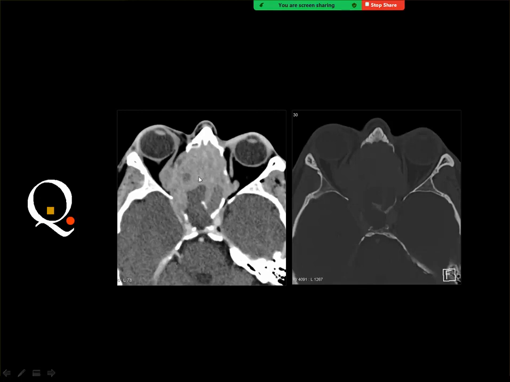And if you are asked about the differential diagnosis, you mention this may be sarcoma or lymphoma or metastatic deposit.